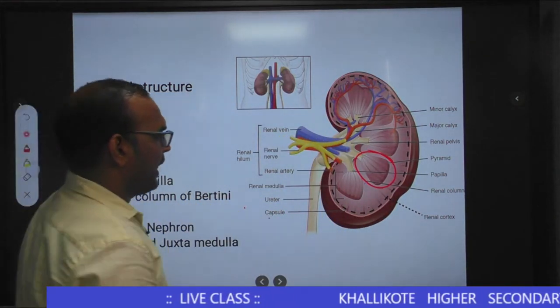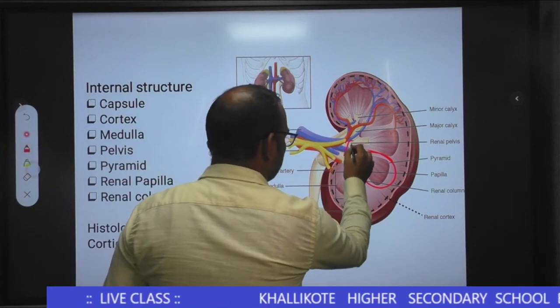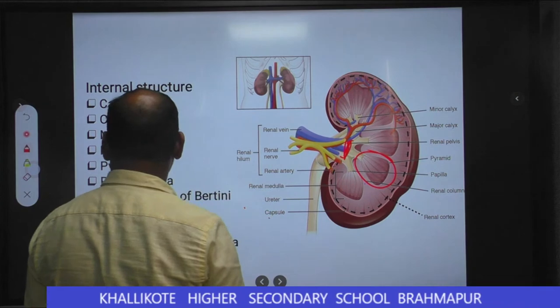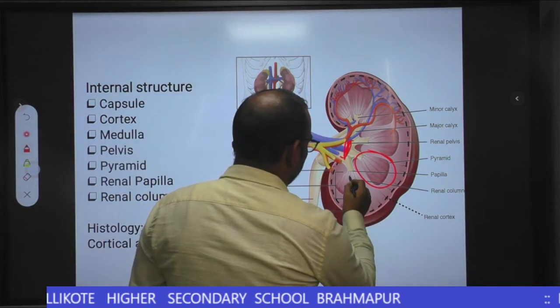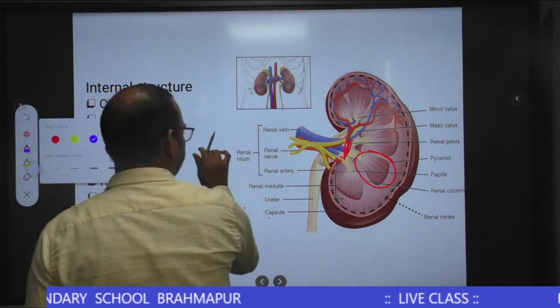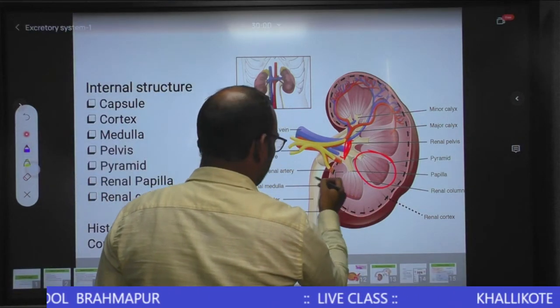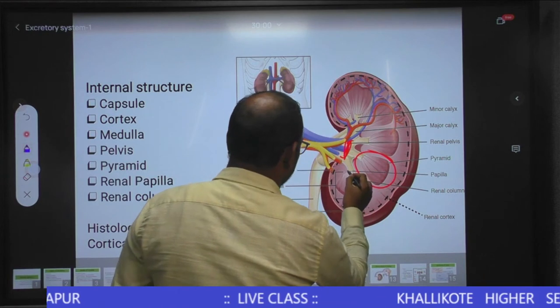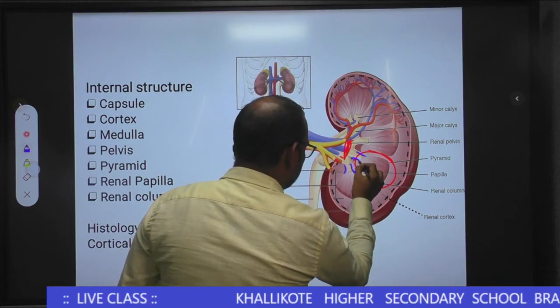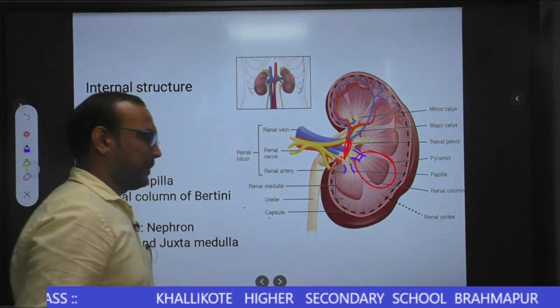And this total region is the pelvis region. The next one is the renal papilla. Papilla is this region, this part here is the papilla.